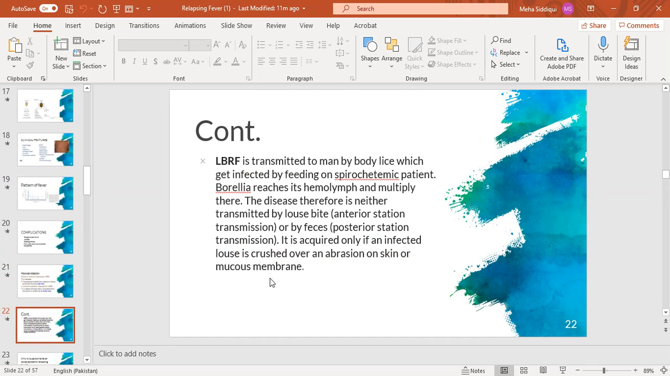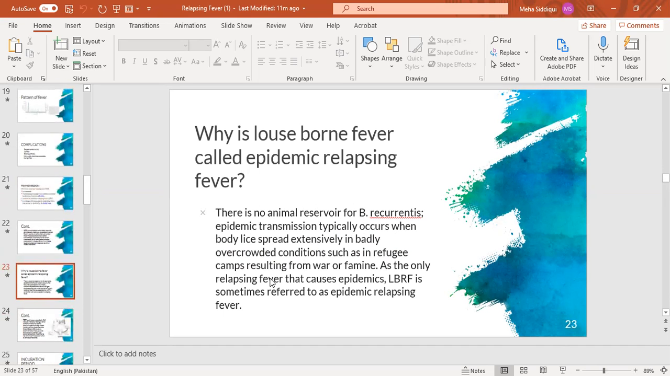Borrelia reaches its hemolymph and multiplies there. The disease, therefore, is not transmitted by louse bite or by feces. It is acquired only if an infected louse is crushed over an abrasion on skin or mucous membrane.